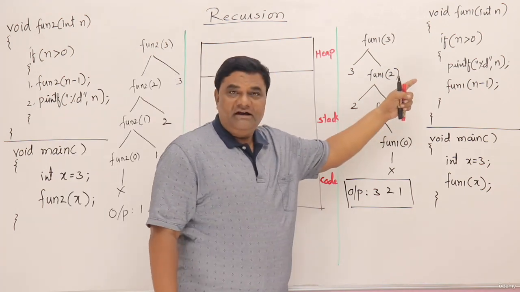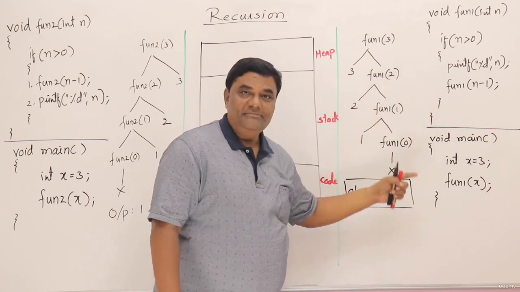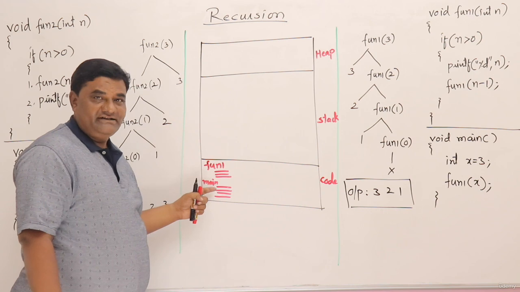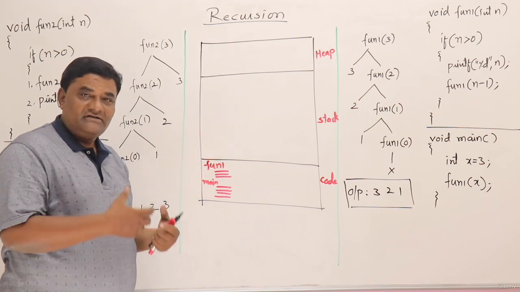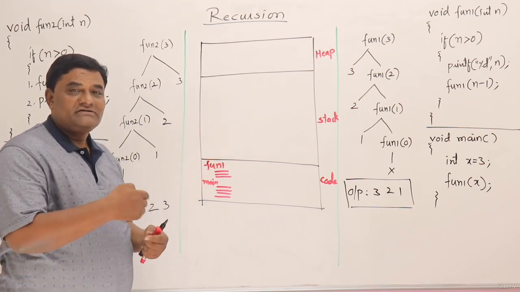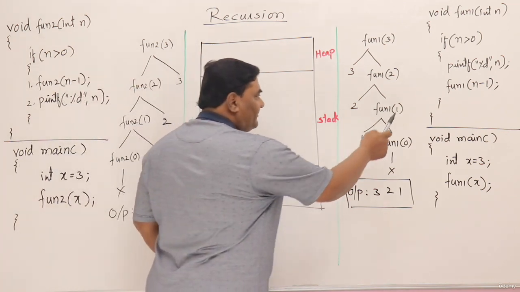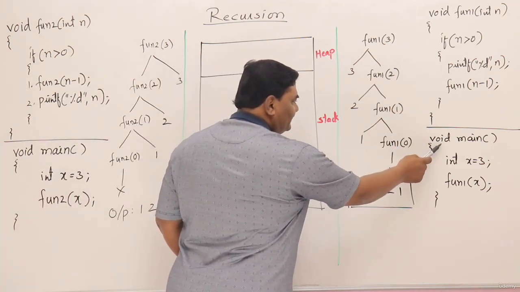Now in my program I have two functions, that is fun1 and main. So the machine code of those two functions is already there in code section. Now let us run the program and see how the stack is created. See, the program starts executing from main function. So the first function is main function.